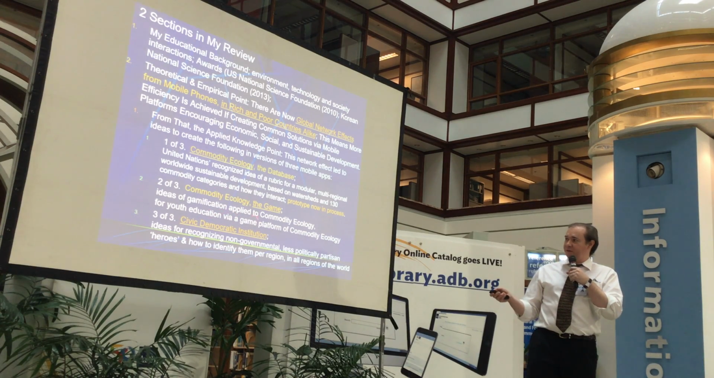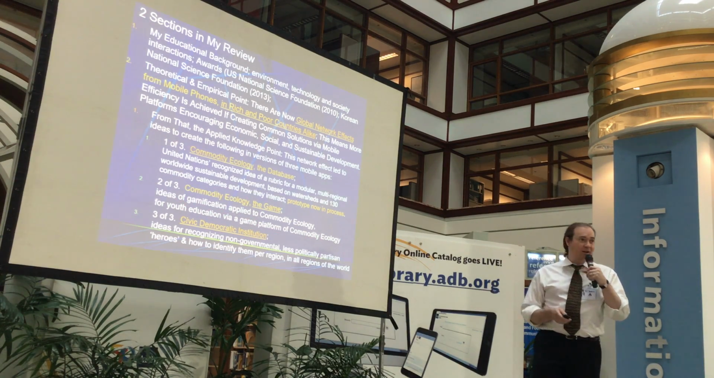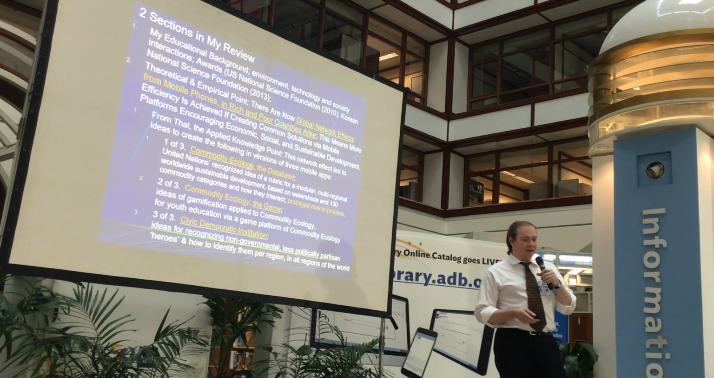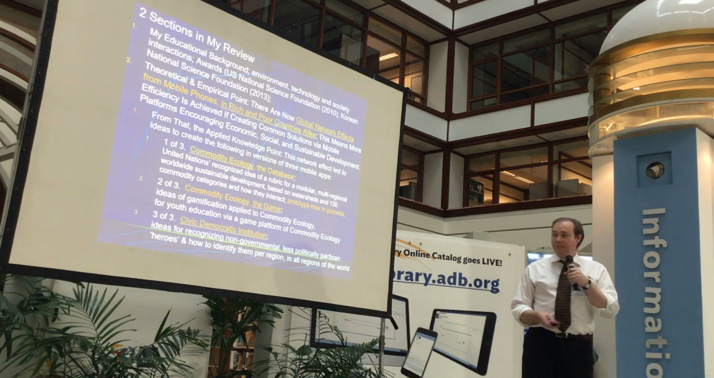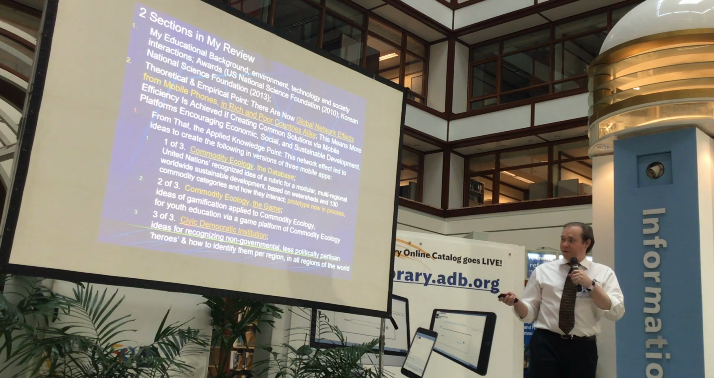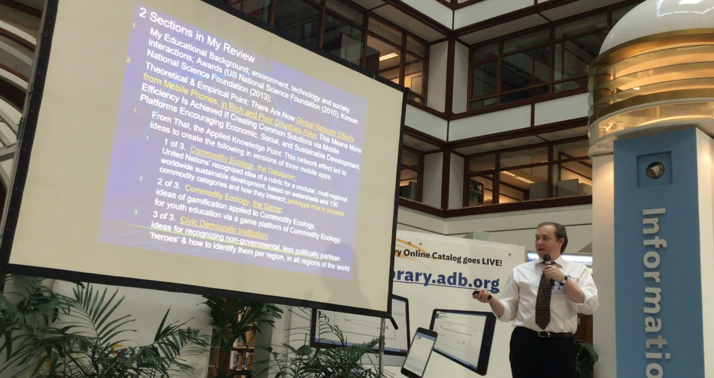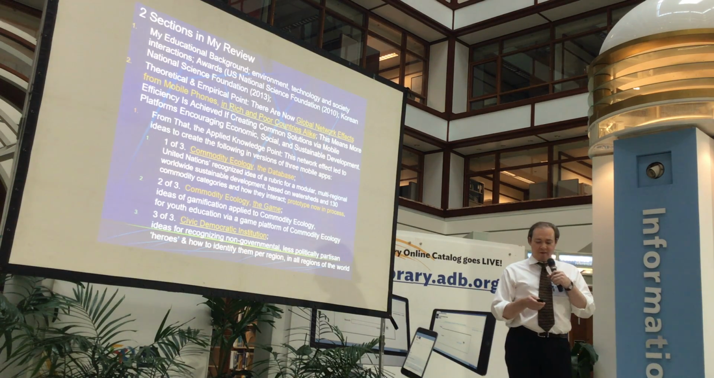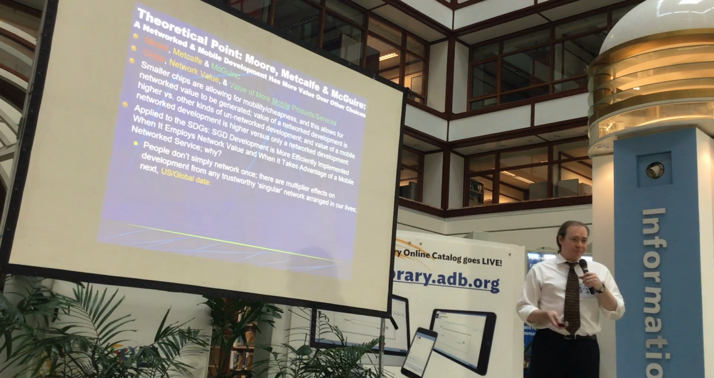this is a gamification for youth, for commodity ecology, of how you can make it a game to be a sustainable society and encourage youth education on that. The other one, as a civic democratic institution, ideas for recognizing more non-governmental, less politically partisan heroes in each region of the world, also through a mobile application.